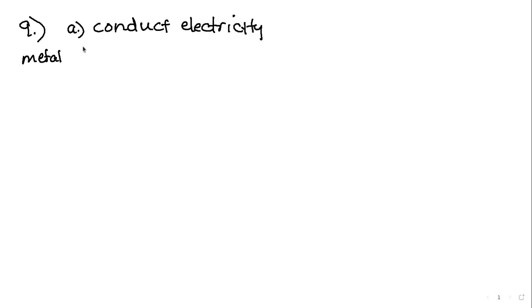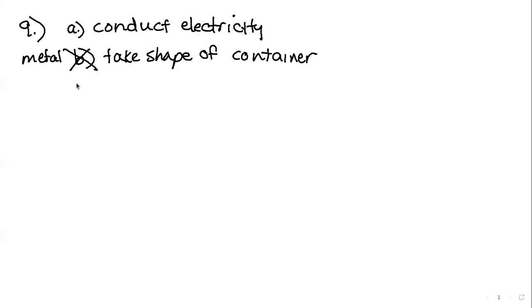Okay, 9. A property metals have in common is that they A, conduct electricity. Remember, we're talking about metals here. B is they take the shape of their container. Now, most metals are solid. Think about a fork. Is a fork going to take the shape of a container if you put it in a spoon? No, it's a solid. Liquids or gases do that, but not solids.